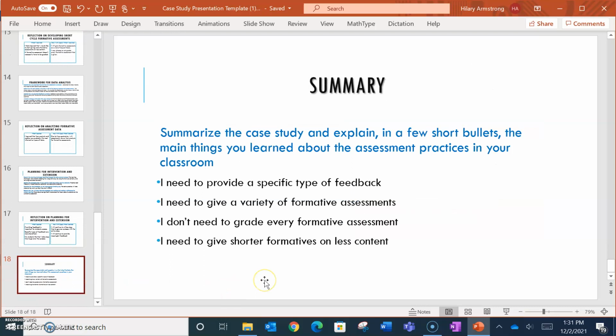To summarize, what I learned is that I need to give a specific type of feedback, and I need to give a variety of formative assessments and more formative assessments. I also learned that I don't need to take every formative assessment as a grade and put it in the grade book. And then I need to give shorter formatives on less content and more frequently.